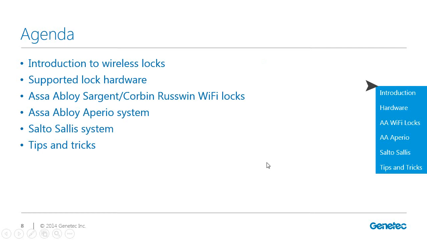Going over the agenda, the first thing we're going to look at is a general overview of wireless locks, including any use cases and advantages or disadvantages to using them. We're going to go over the types of wireless hardware that are supported in Security Center after that. And then we'll go into the individual configuration of the Assa Abloy and Salto lock types. Finally, we have some troubleshooting tips and tricks for any common problems you might run into at the end here.